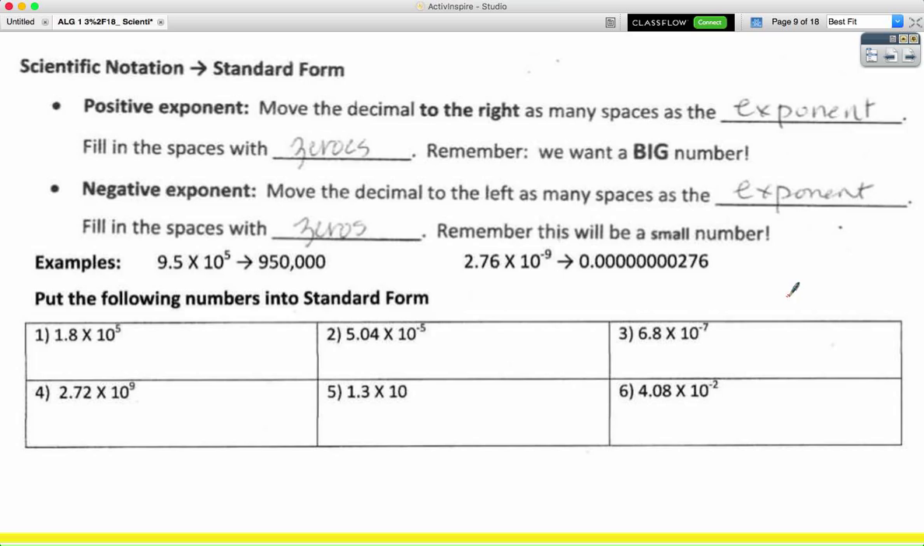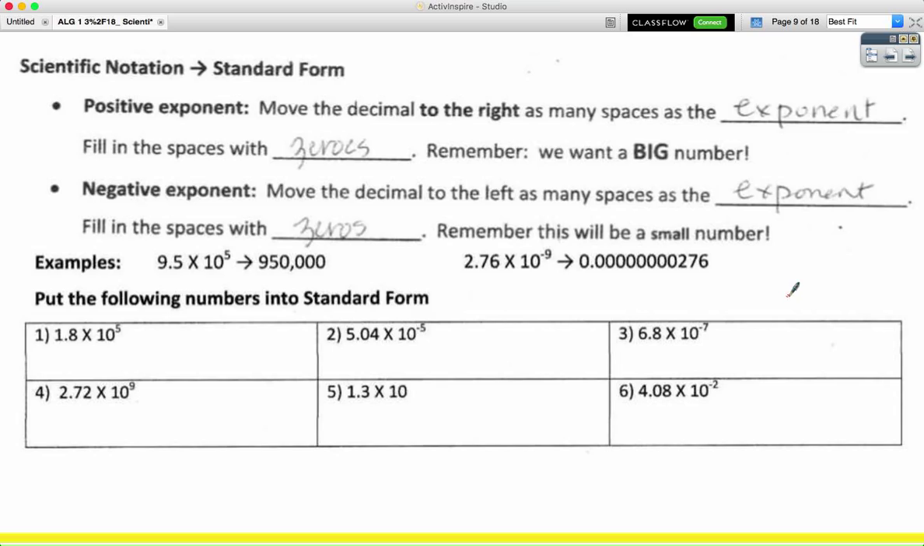You're multiplying it out. So you would move it to the right however many times the exponent says, and if you have blank spaces, you're going to fill them with zeros. Remember, we want to go back to a really big number. If in scientific notation it's a negative exponent, you're going to be moving it back to the left where it came from, and if you have any spaces between the decimal and a non-zero digit, you're going to have to fill it with zeros. So this was originally a really small number.